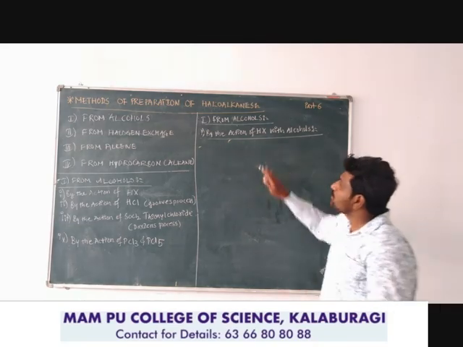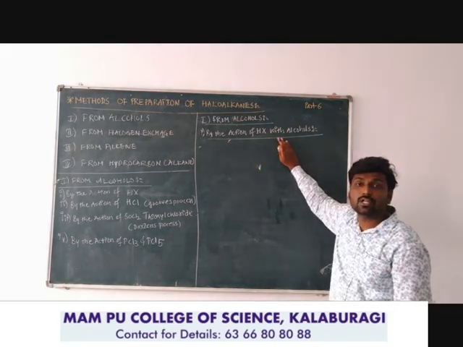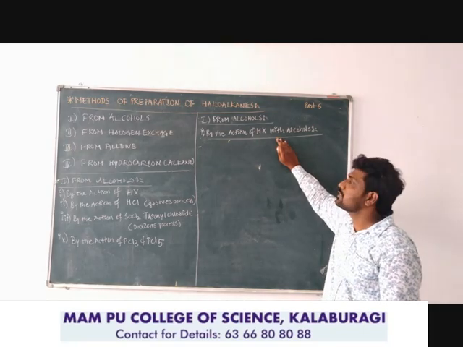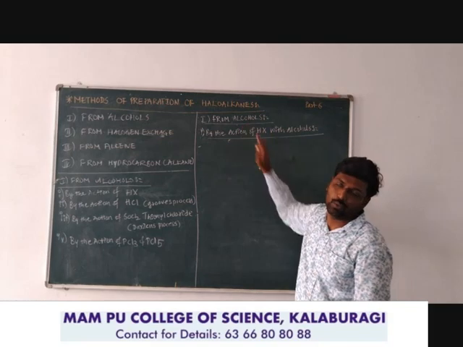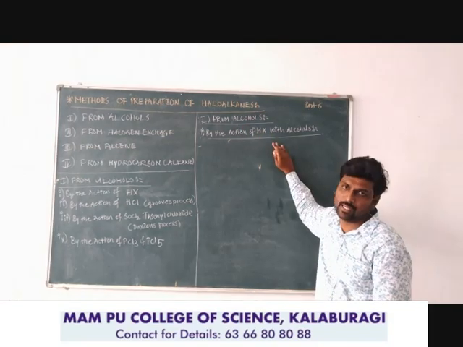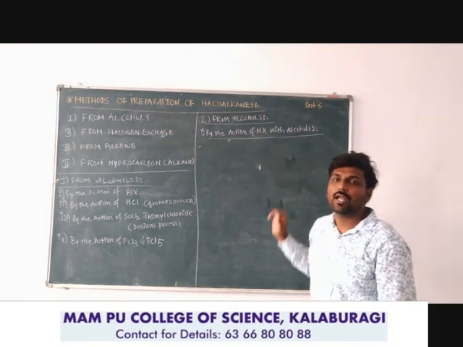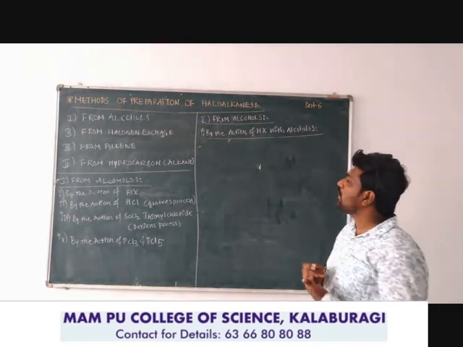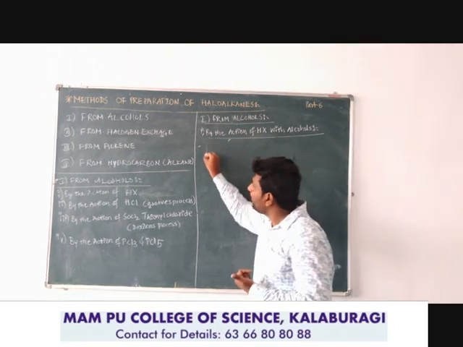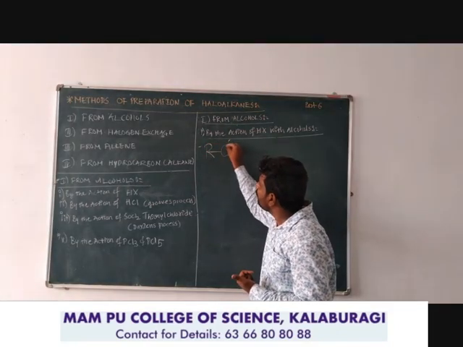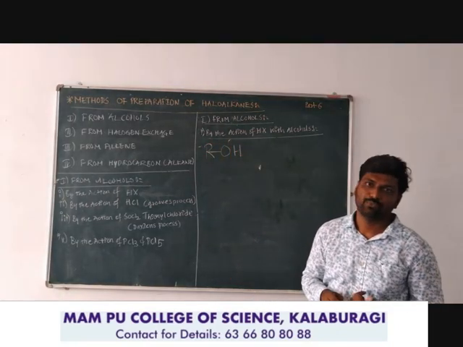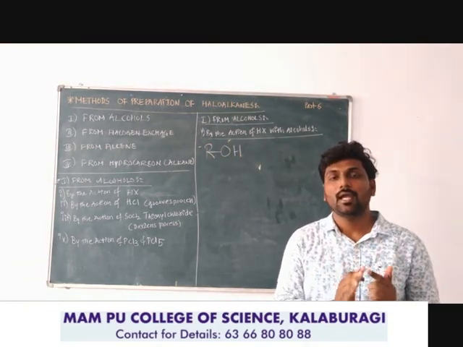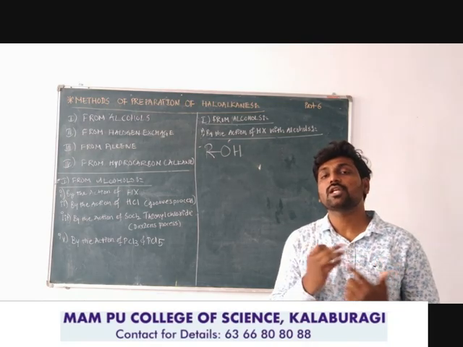The first chemical reagent which we take for the preparation of the haloalkane is HX with the alcohol. HX means hydrogen halide. It may be hydrogen chloride, hydrogen bromide, hydrogen iodide, or hydrogen fluoride. The alcohol is the starting material, and its general formula is ROH. When alcohol is heated with the hydrogen halide, it undergoes a substitution reaction.